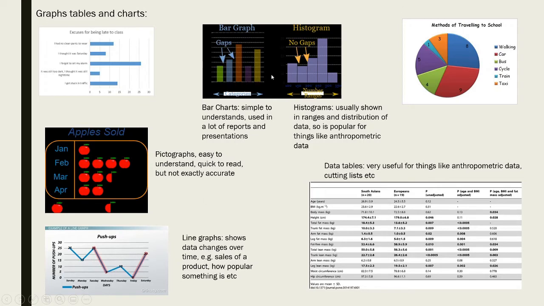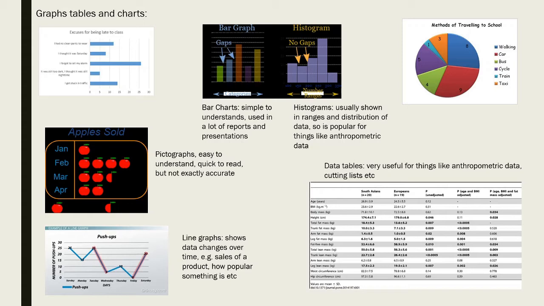Again, talk about bar charts, really simple to use. It's important to note bar graphs have the gaps, which you see over here. Histograms, very, very similar. There are no gaps. They're usually shown as a range of distribution of data. So again, this is very popular for things like anthropometric data. And then you've got bar charts, again, nice and simple, but not massively accurate, normally done in percentages. Then data tables, very useful for things like anthropometric data and cutting lists, which you'll have to do when you make your actual physical product as well.